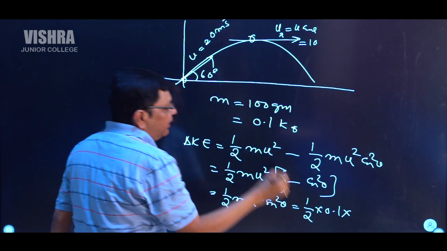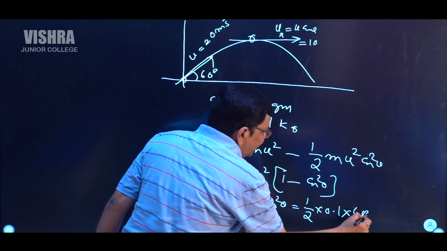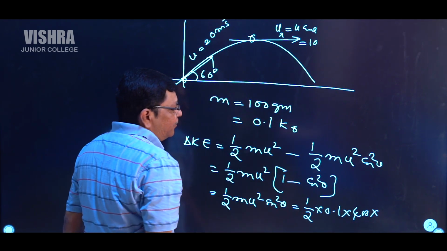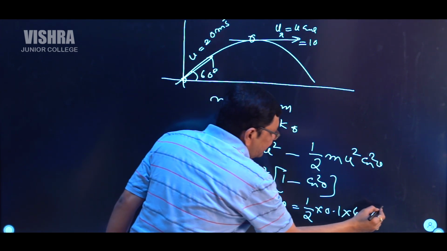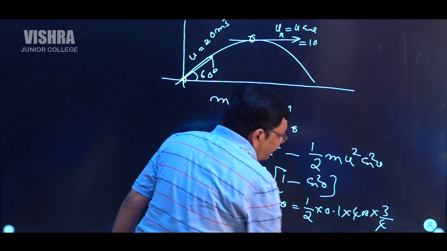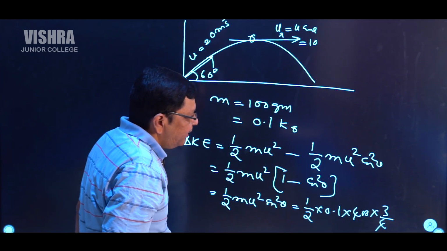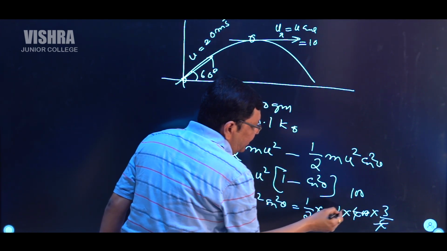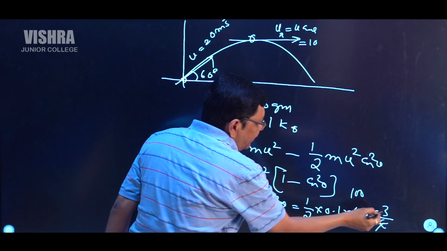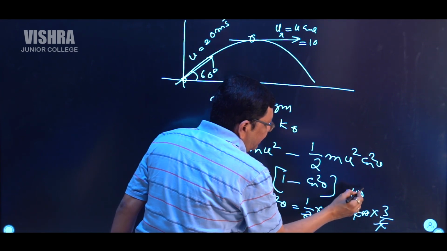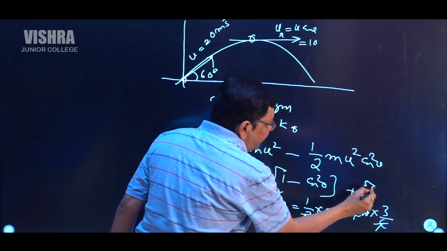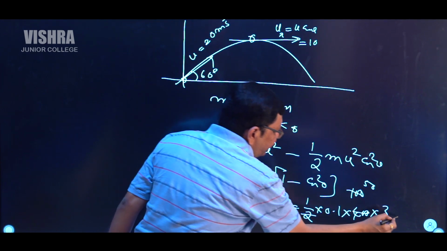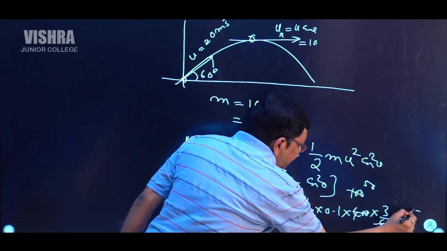Mass is 0.1 and u is 20, 20 square is 400, and sine 60 is root 3 by 2, so sine square 60 is 3 by 4. Then 100 times 100 into 0.1 is 10, and 50 into 0.1 is 5, and 5 threes are 15. So totally 15 joules.